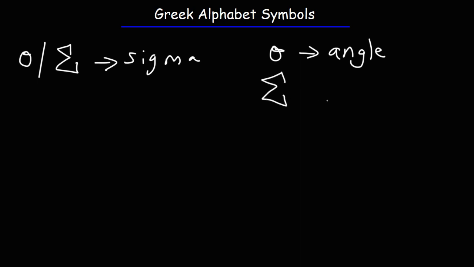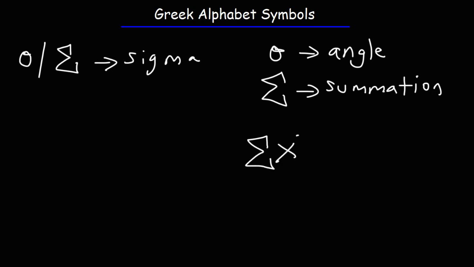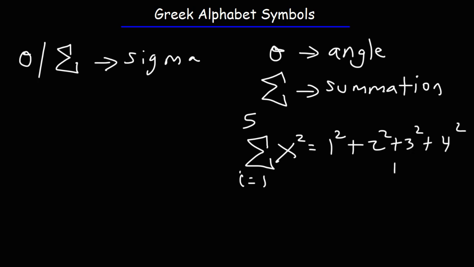The uppercase version of sigma, you'll see this in math. This represents summation or sum. So for instance, let's say if we have the sigma of x squared, starting from 1 to 5, this would be 1 squared plus 2 squared plus 3 squared plus 4 squared plus 5 squared. So the capitalized version of sigma represents sum.